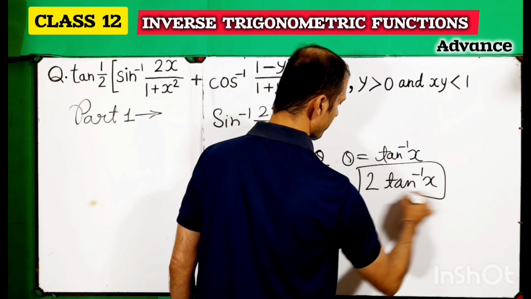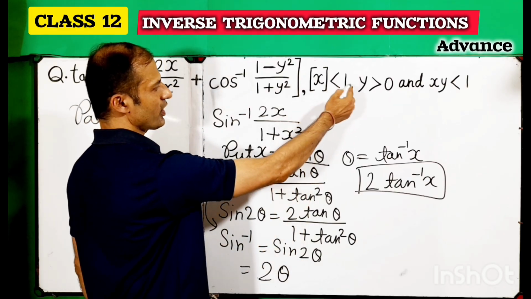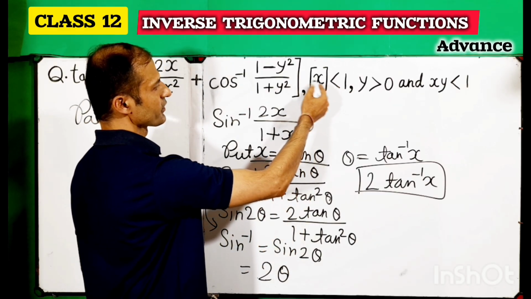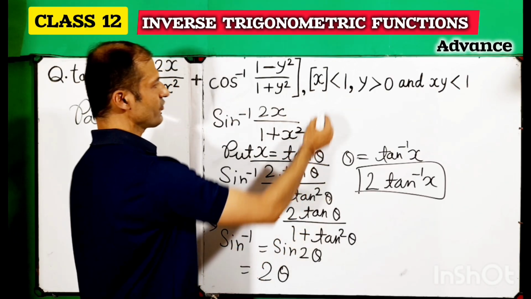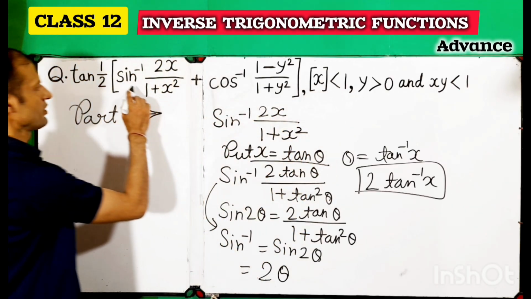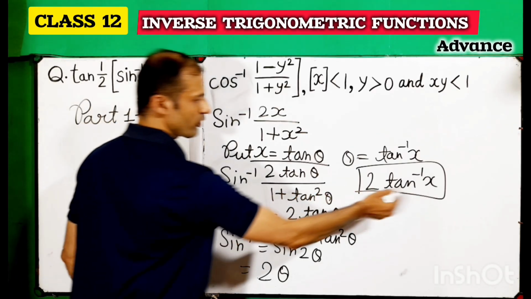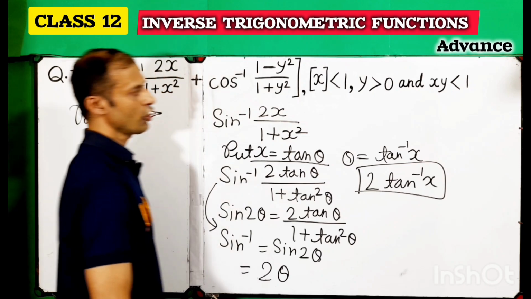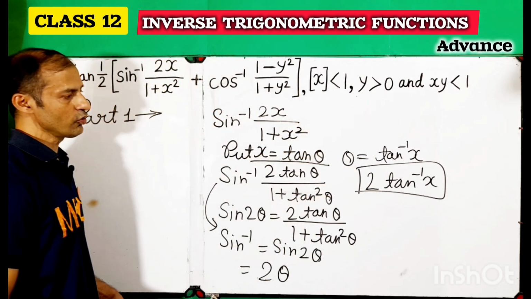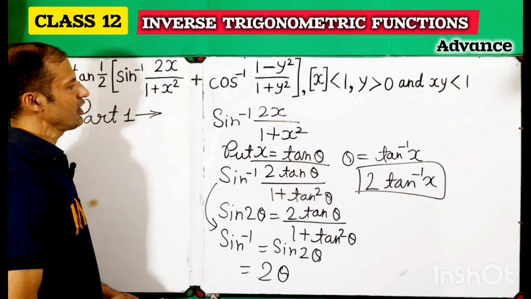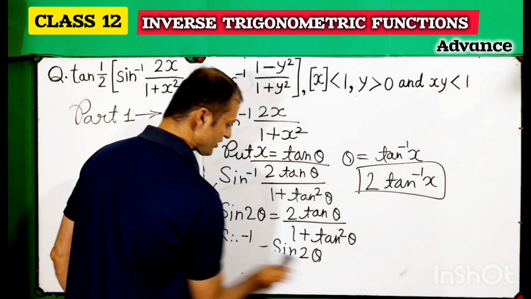Here it is given that x is smaller than 1, meaning x is greater than minus 1 but smaller than 1. So this value belongs to sine inverse 2x upon 1 plus x square. So we have now calculated this one, 2 tan inverse x. Now we'll find out y, where y is greater than 0. Now we will have to use this function. Okay, second part. Let me erase this part.